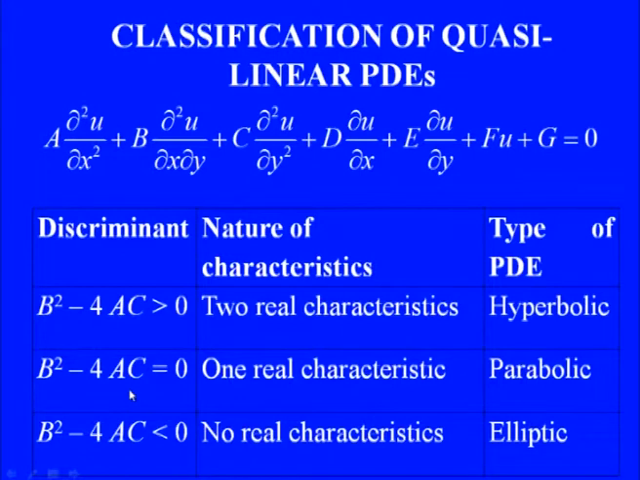If b square minus 4ac is equal to 0, we have got one real characteristic, that is we have got only a single branch in the case of parabola, and the same terminology we use here. This equation would be called parabolic. And if b square minus 4ac is less than 0, we have got no real characteristics, and in that case we will term our quasi-linear PDE as elliptic.